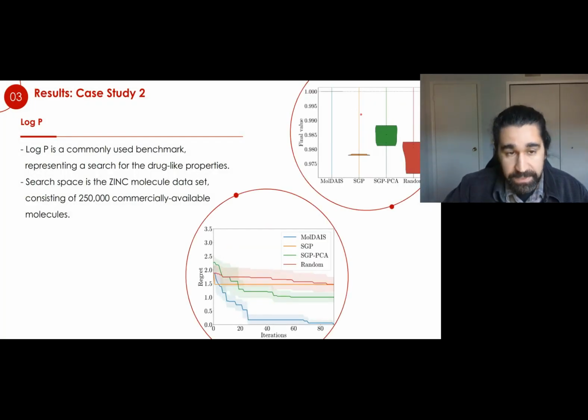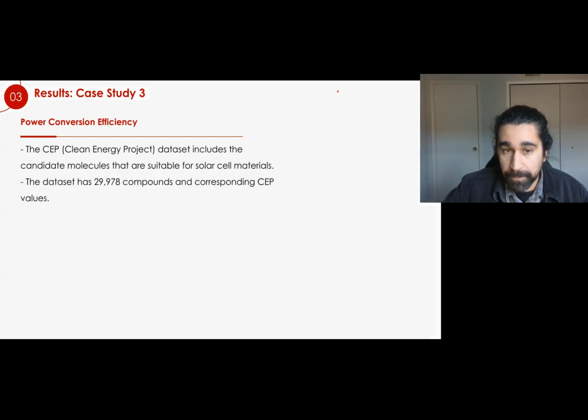In our second case study, we consider the log P optimization benchmark. This is another lipophilicity data set consisting of 250,000 commercially available molecules. In this larger space, we start seeing increased performance by MolDAIS, really breaking away from the other optimizers. Up in the top right-hand corner, we see that all of the runs were able to find the optimal molecule in this data set with just 100 iterations.